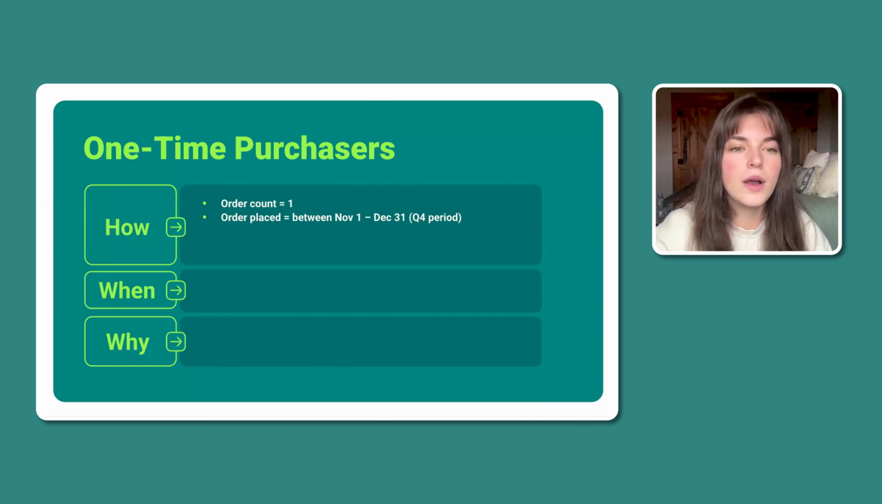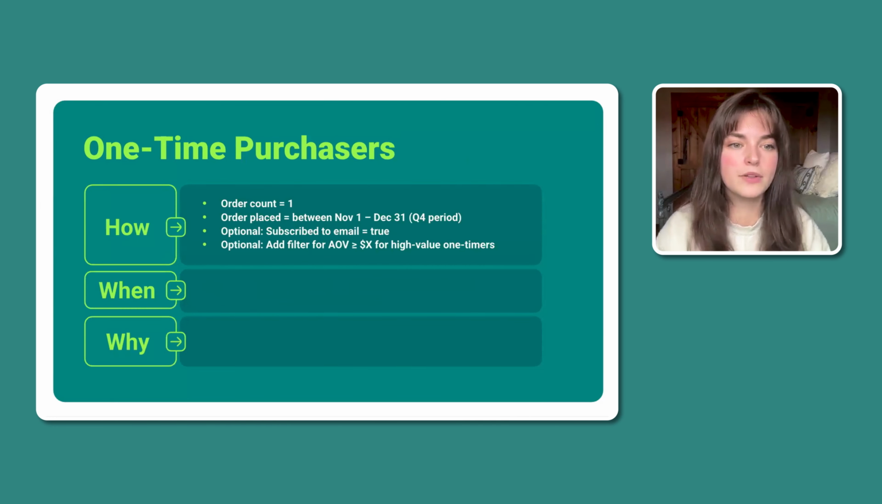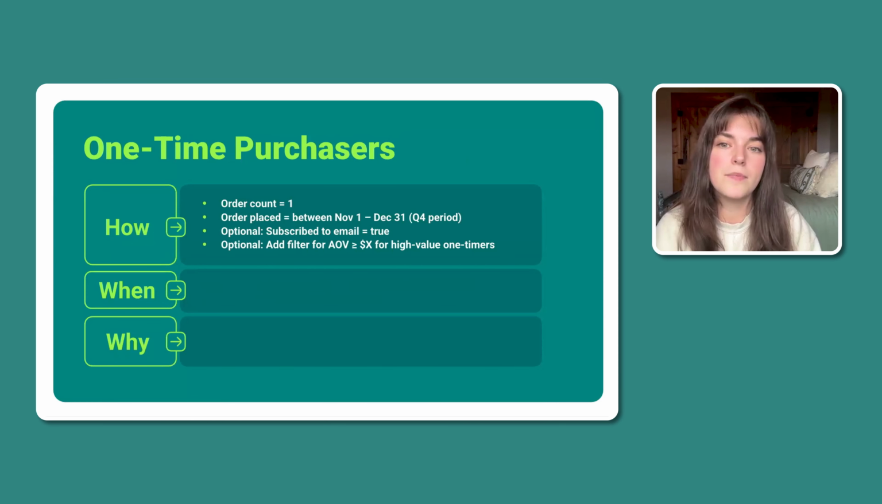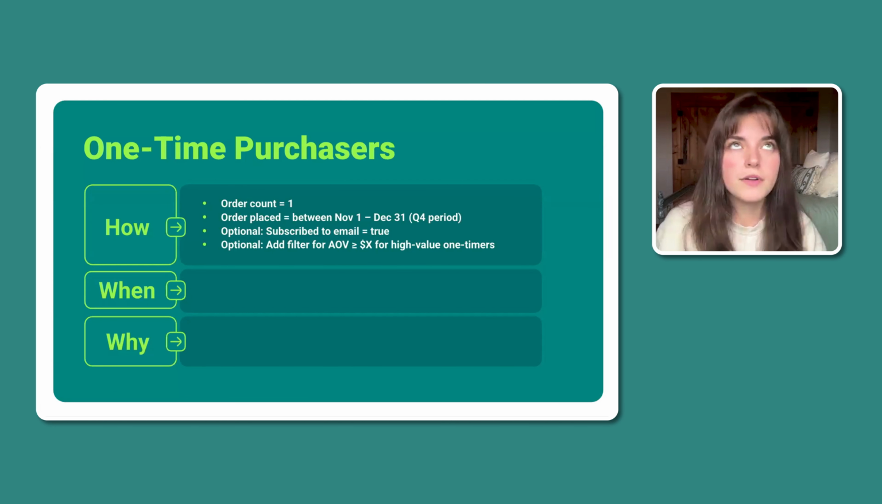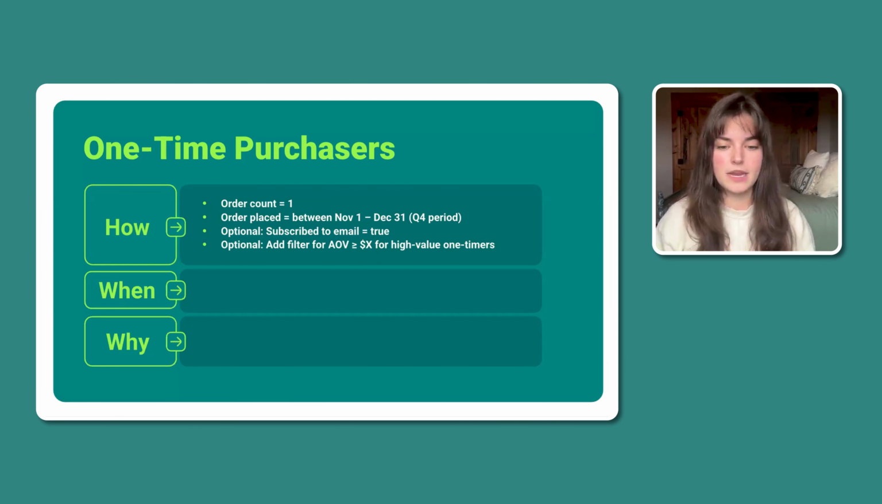Okay, so how are we going to build this segment in Omnisend? We're going to make sure that the order count equals 1. Maybe it's more than 1, but more specifically, we want to make sure that order was placed between November 1st and December 31st, or whatever your Black Friday, Cyber Monday, or promotional period was. You can choose the entire Q4. If you only did Black Friday, Cyber Monday, maybe choose just those singular dates.